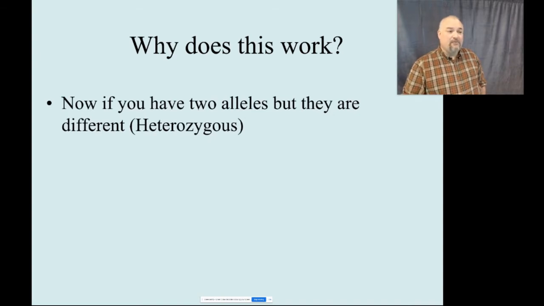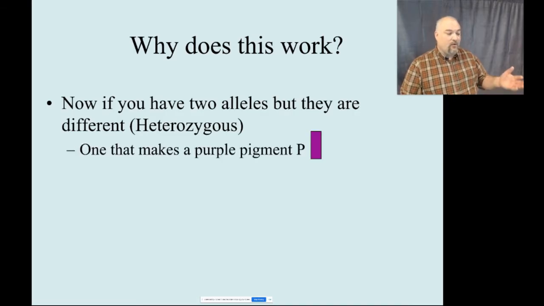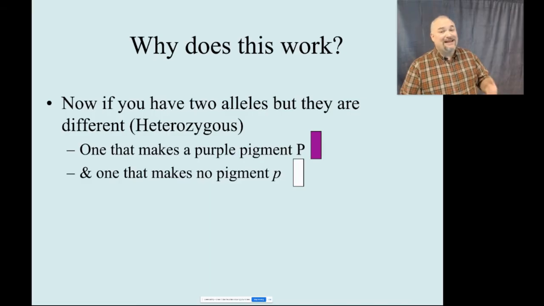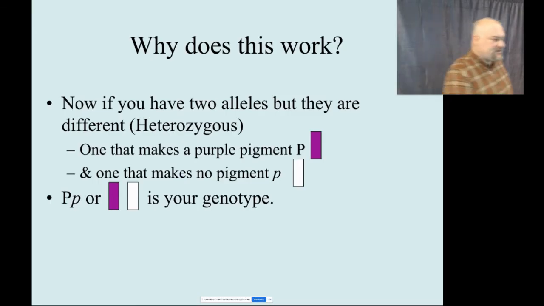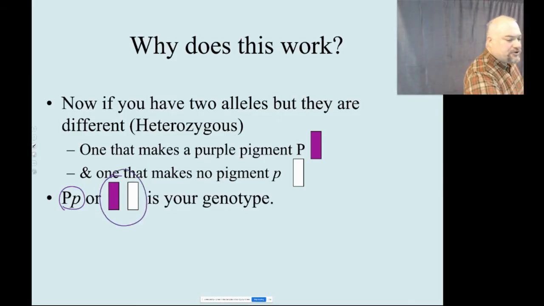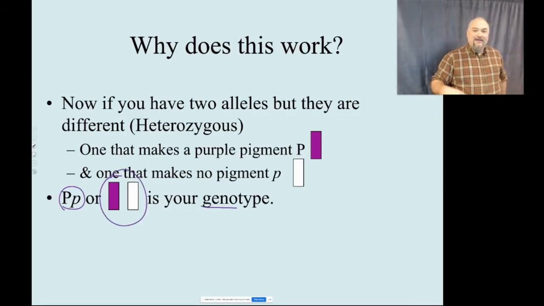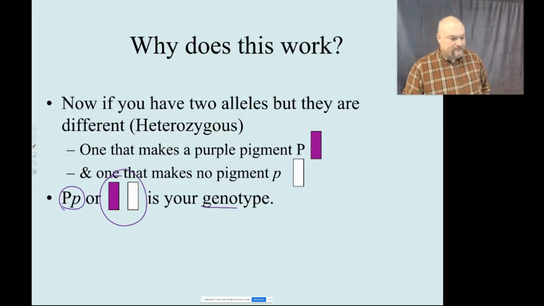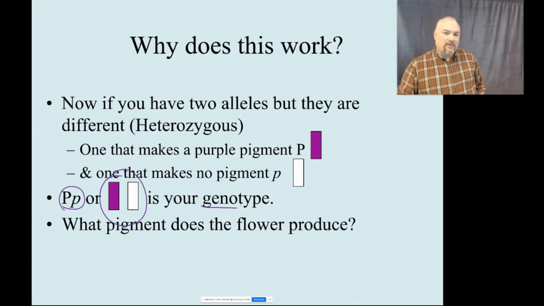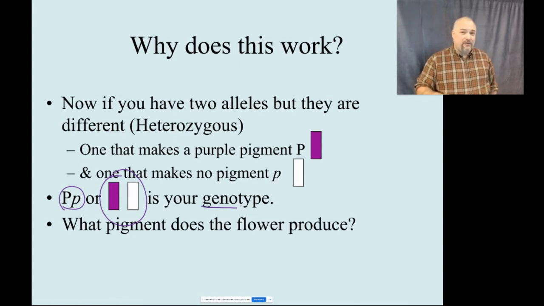Now, if you have two alleles, but they are different, or what we called before heterozygous, hetero for different, one that makes a purple pigment, big P, and one that makes no pigment, little p, your genotype now is big P, little p, or a purple and a white. That is your genotype, right? So how does that affect your phenotype, what you physically look like? So my question to you is, what pigment will this flower produce?